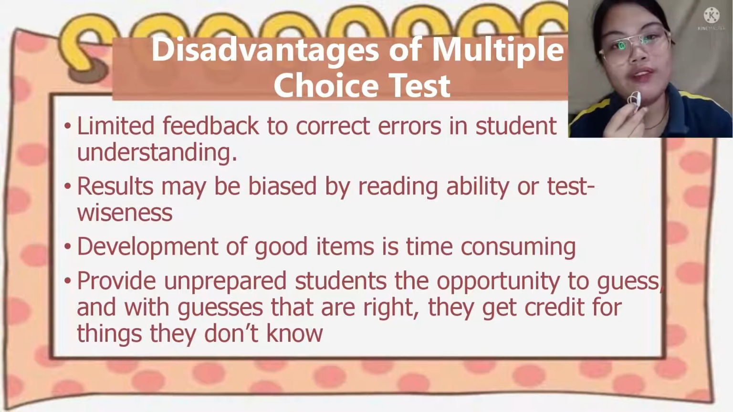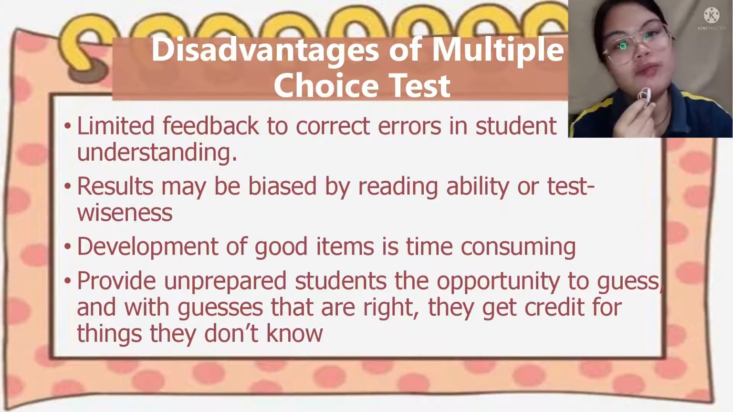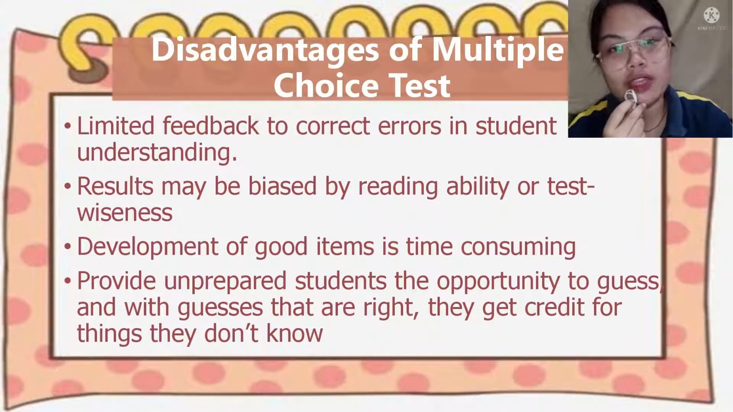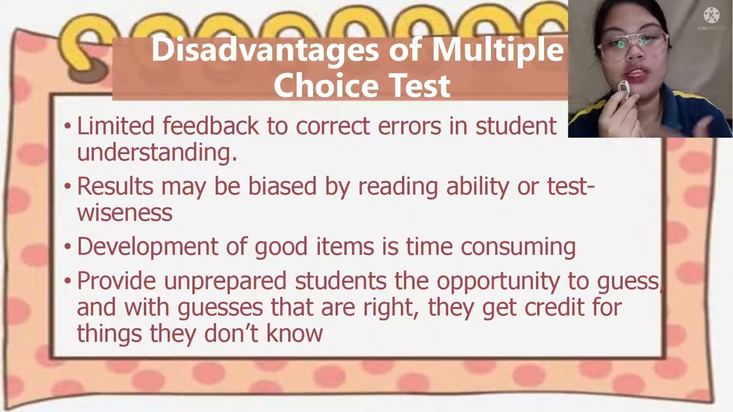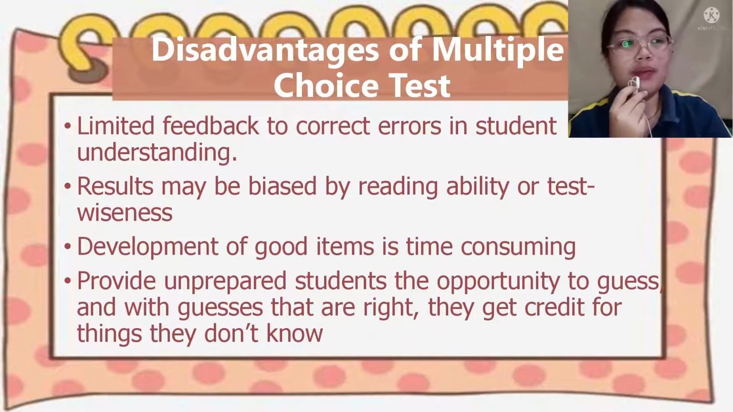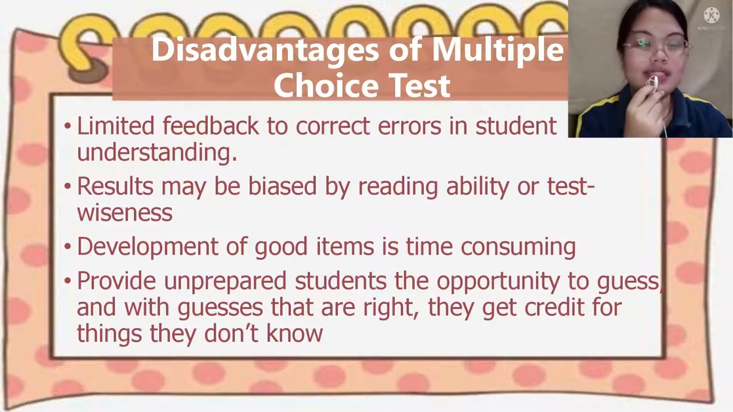So we fail to hit our first goal in teaching, which is to teach the students, clarify their misconceptions and address their concerns. So after giving the correct answer to the students, we need to give further comments, discussions and action plans. Next, results may be biased by reading ability or test wiseness.